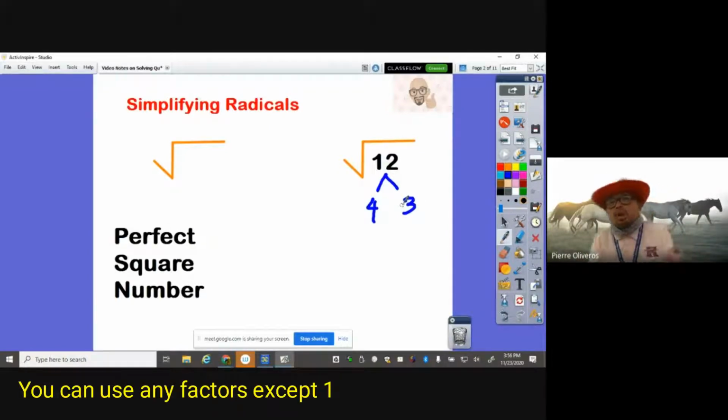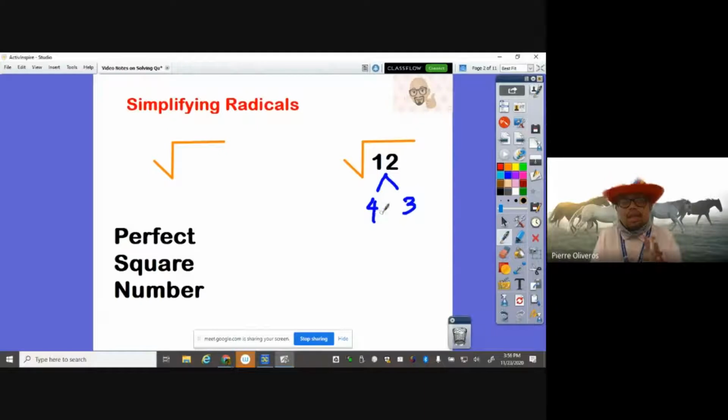Okay, this process is called the prime factorization. So you break down the 12 to 4 and 3. Again, don't use the number itself and a 1. Any factors will work. Okay, you can use 6 and 2 or 4 and 3. So I can break down the 4 into 2 and 2. So that gives me a 2, 2, 3. Those are the prime numbers of 12. So if we write it down, we have 2, 2, and 3.